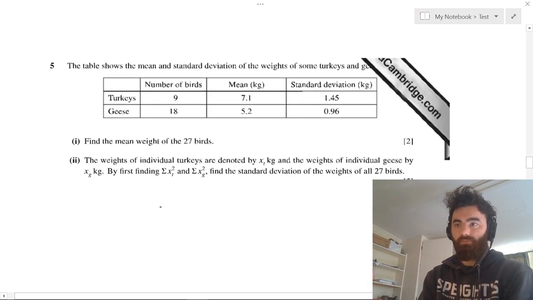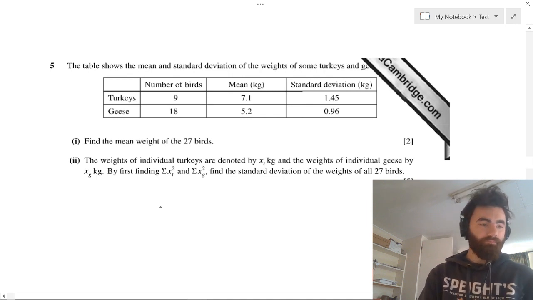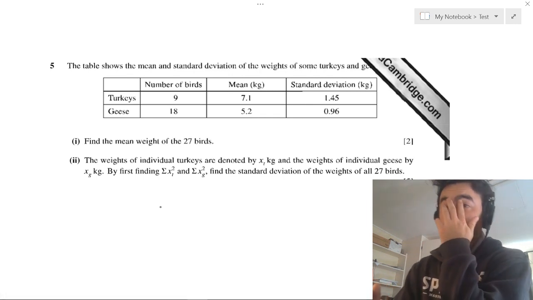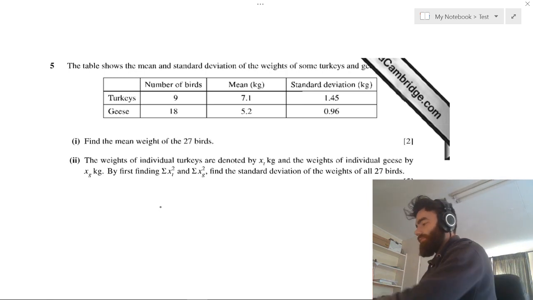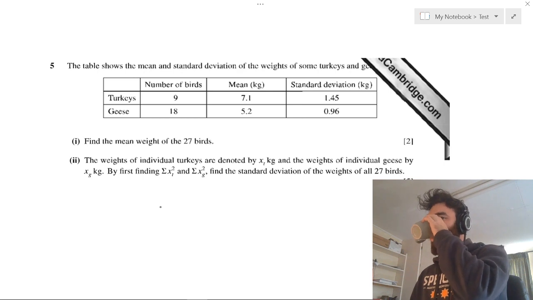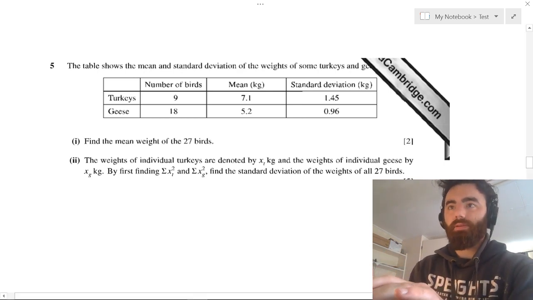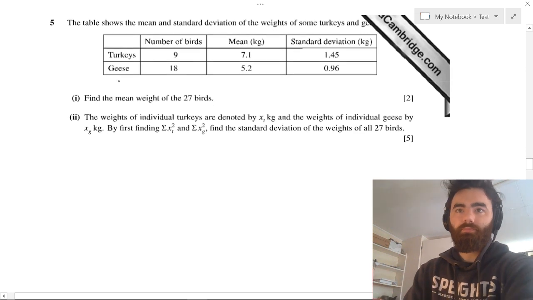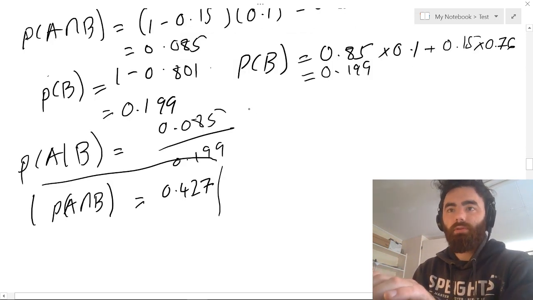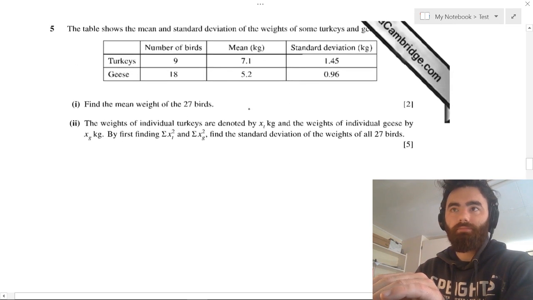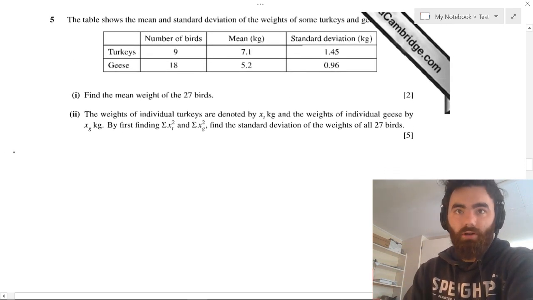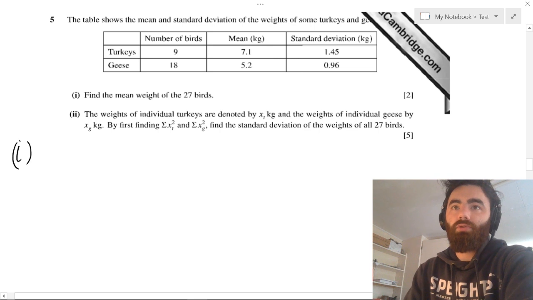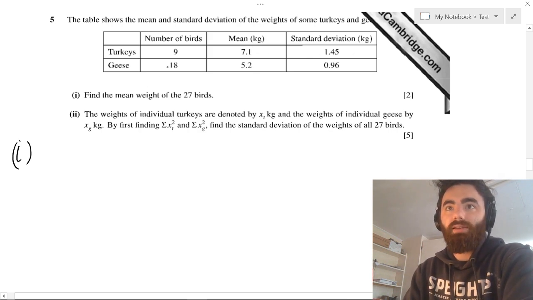Okay, question 5. The table shows the mean and standard deviation of turkeys. I do encourage people to try these before they watch this. Okay, let's go down a bit. It's not going perfect. The number of birds: you've got 9 turkeys with a mean of 7.1 and standard deviation 1.45, and geese, 18 of those.